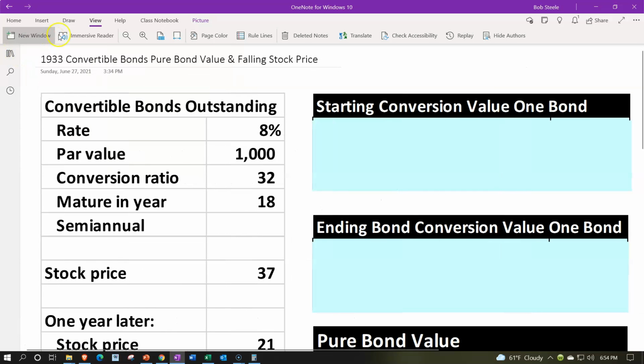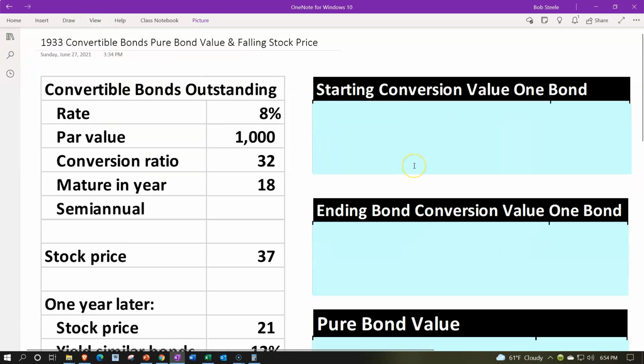Closing the icon, we have our information up top, calculations on the side, and down below in blue, we're looking at the convertible bonds, bonds which can be converted into some number of shares in common stock but are not required to be converted. We want to think about what will happen to the bond price with relation to the pure bond value when there's a situation of falling stock prices.